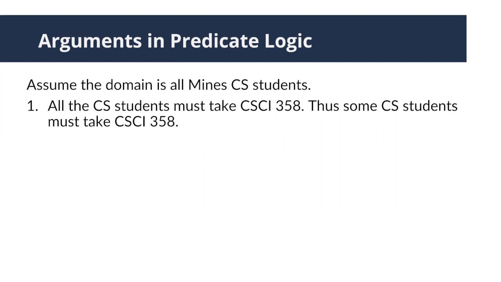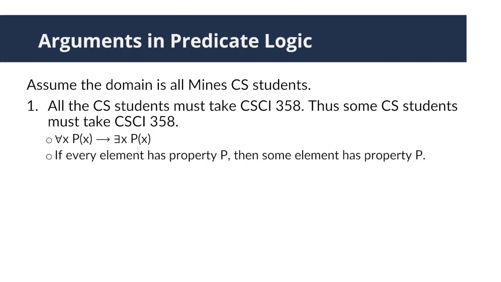The first example says, all the CS students must take discrete math. Thus, some CS students must take discrete math. You can see this is an argument, especially it's an argument with predicates. We can translate this statement into logical expression. Here it is. The logical expression is, for any x, px implies there exists x, px. Here, px represents x must take discrete math.